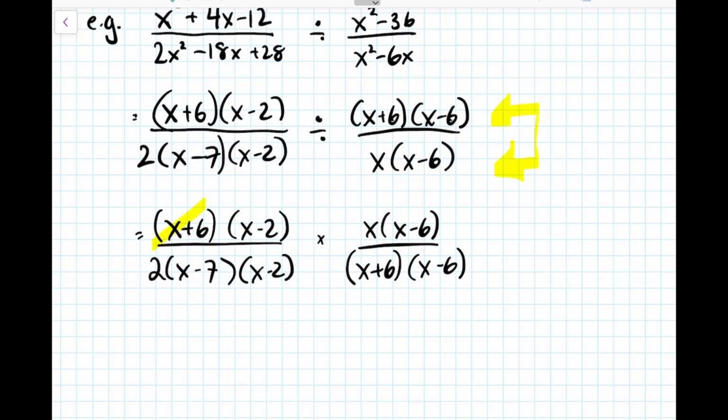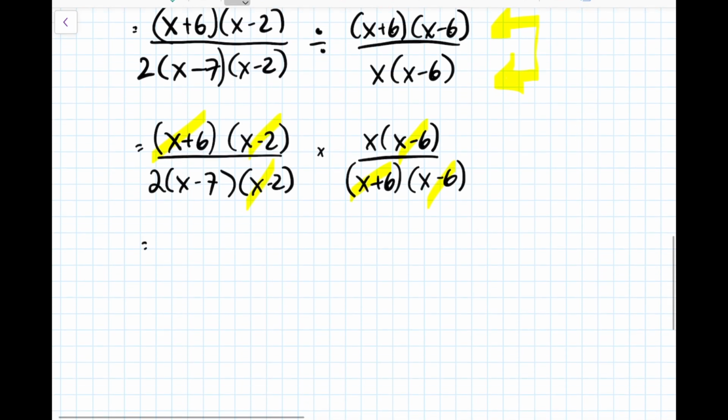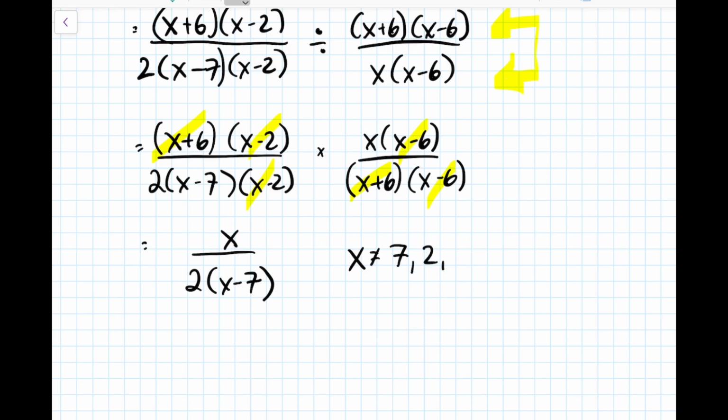So we've got an x plus 6 on the top and the bottom. We've got an x minus 2. We've got an x minus 6. And so once all of that's gone, we're left with x over 2 times x minus 7. For NPVs, we've got that x can't be 7, 2, 6, or negative 6.